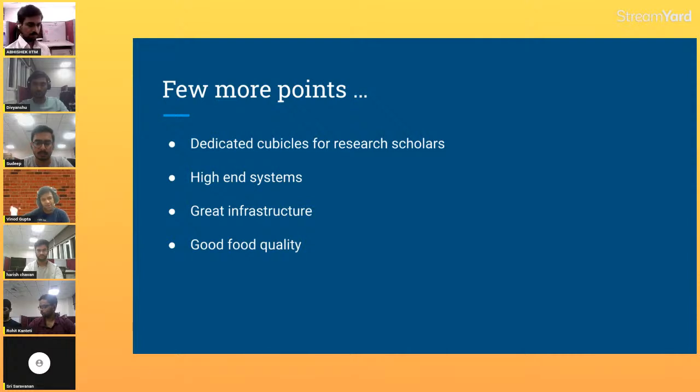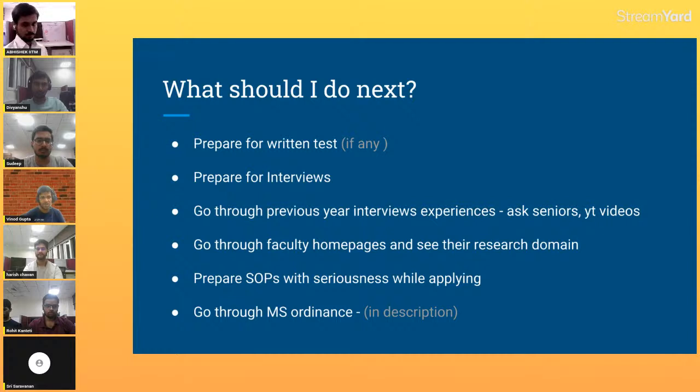If I talk about infrastructure here, infrastructure is really good. And lastly, I would like to talk about food quality. Yeah, it's good enough. So these are the overall few points I would like to address before moving forward. Till now I have given you an overview of what there is in MS at IITM. So what is the next step you should look forward to?